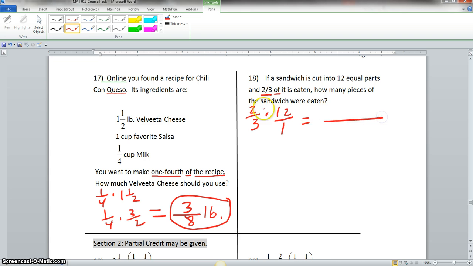So now, we already did the prime, well, we know the prime factorization of 2 is 2. Prime factorization of 12, we found out earlier there was 2 2's and a 3. And 3 times 1 we know is 3. These 3's simplify out, and that will give you 8/1, which your final answer would be 8 pieces were eaten.